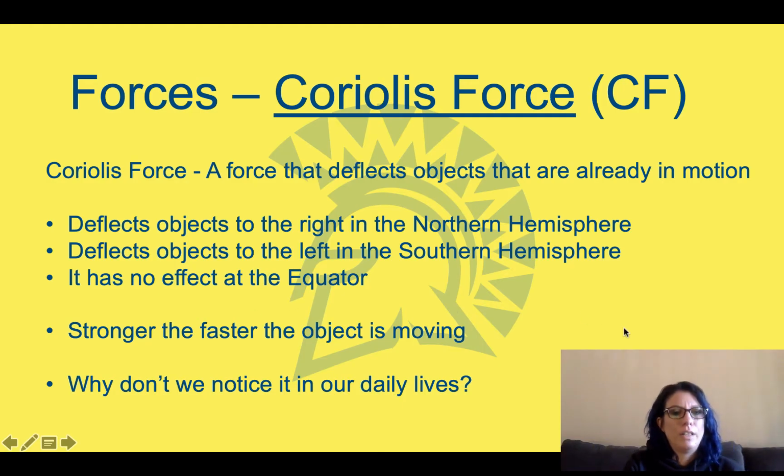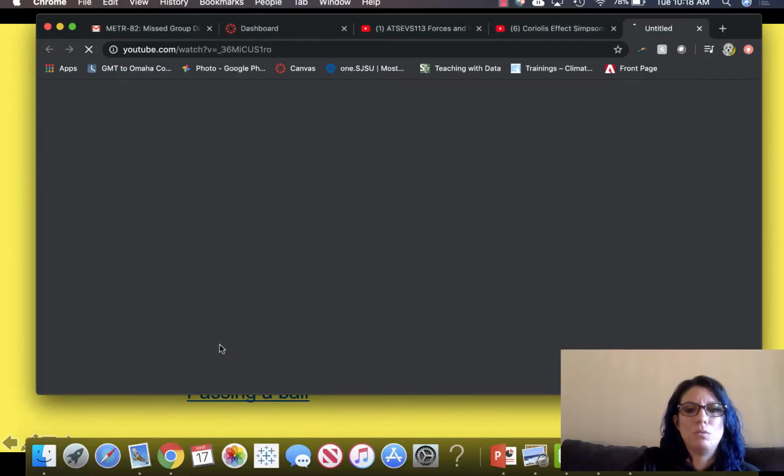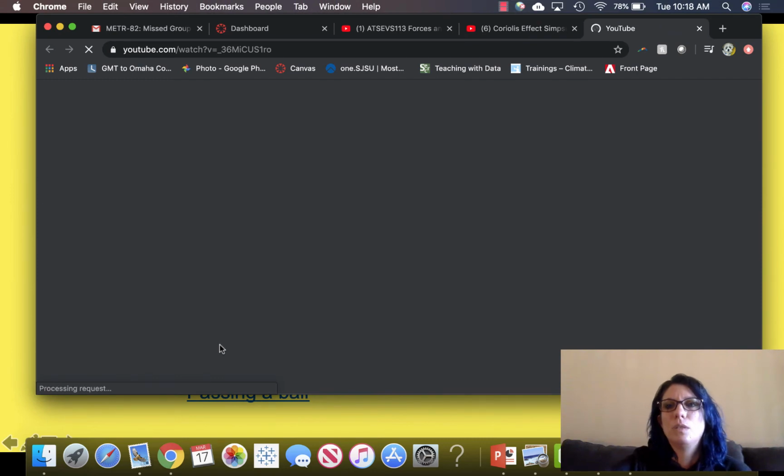Okay, so why don't we notice this force in our daily lives? Why don't we notice something deflecting every object moving in the northern hemisphere and every object moving in the southern hemisphere, like our car driving down the street or a ball that we might throw? This is because we live on a planet that is round and rotating. This is another thing I would know. Now, this is where I'm going to show you what I'm talking about.